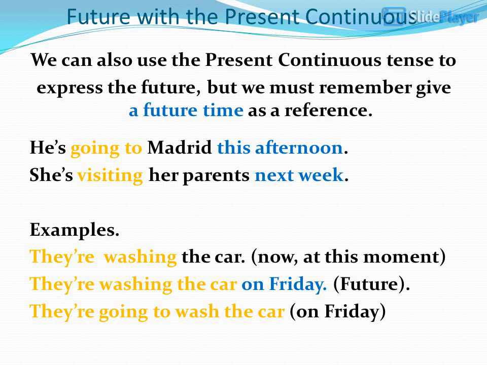Future with the present continuous. We can also use the present continuous tense to express the future, but we must remember to give a future time as a reference. He's going to Madrid this afternoon. She's visiting her parents next week. Examples. They're washing the car. Now, at this moment. They're washing the car on Friday. Future. They're going to wash the car on Friday.